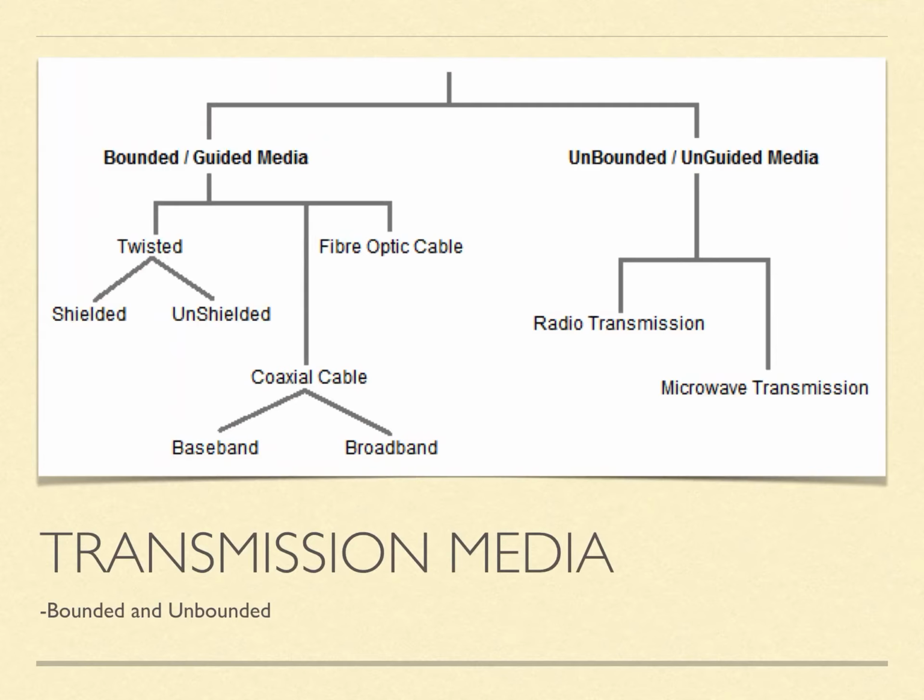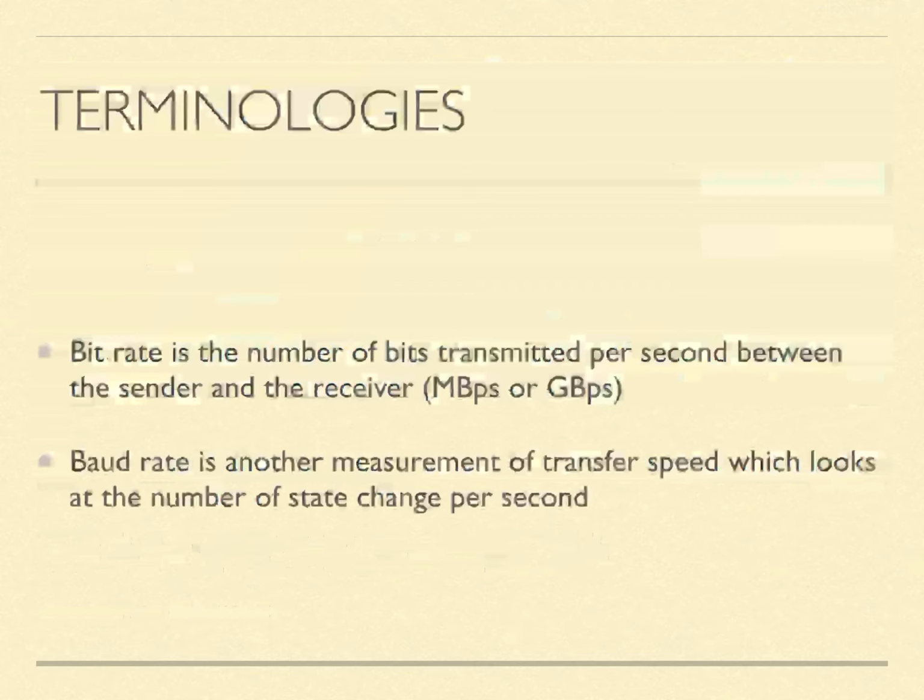We have unguided media. This is where there are no cables involved. Basically, we are looking at a device connecting to another device wirelessly, and these are divided into three parts. This is your radio transmission, microwave, and infrared, which is not here, but it will be explained as we move along. Right, terminologies that we should know.